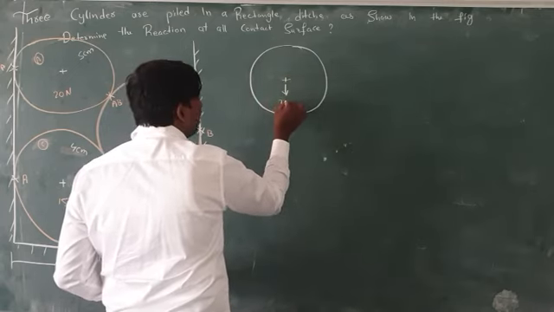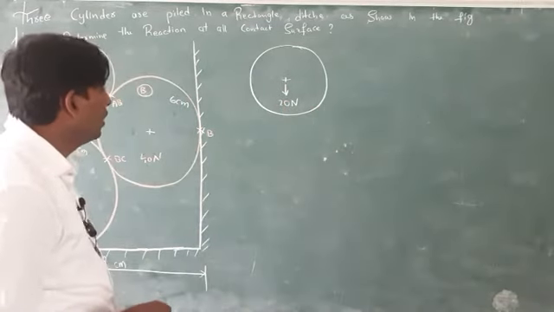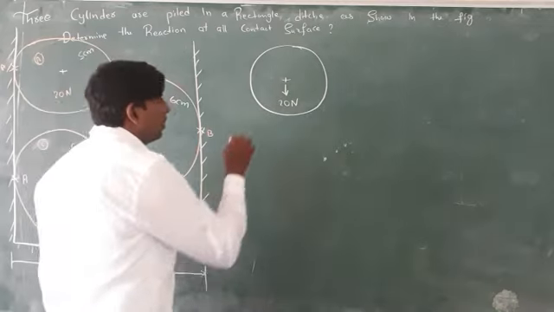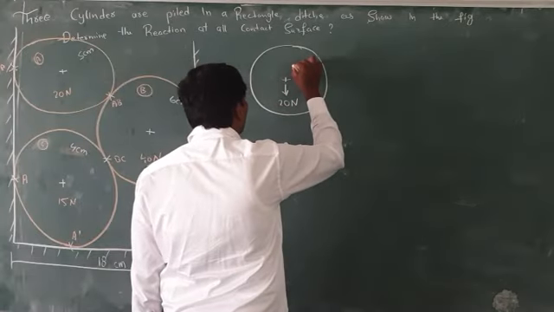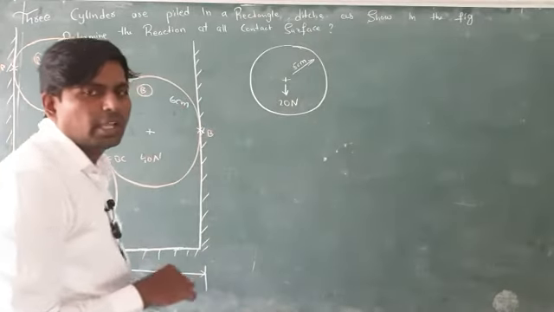20 Newton. The self weight given is 20 Newton. And next I have to write the radius. From here to here, how much is it? 5 centimeter.